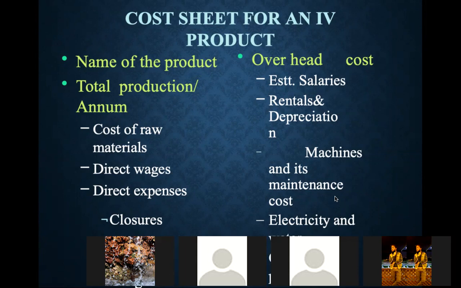All things have to be calculated before placing them in a policy, to see whether these are economical or not. So the cost sheet for an IV product must follow these overheads on which the drug has to be manufactured. Is it clear?